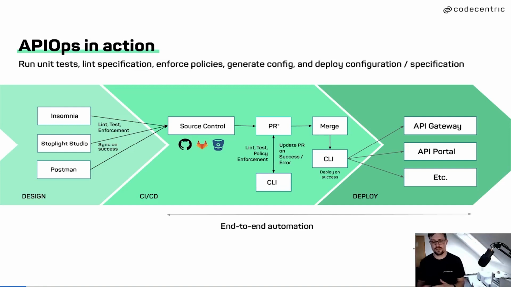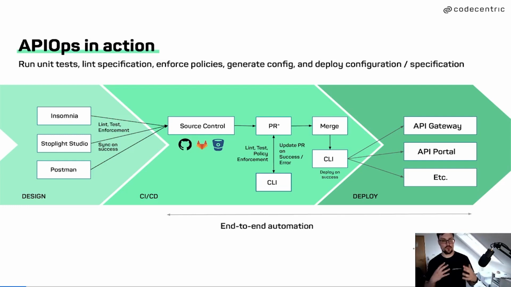And doing this, we do things like linting, we talk about unit testing or testing, we talk about policy enforcements, we would like to generate configs and even deploy configurations and definitions to the parties involved. So on the deployment side, we have a deep look at infrastructure. We see things like a gateway, a portal, maybe something else like a hub. And when we think about deployment, we could also deploy something to a marketplace.